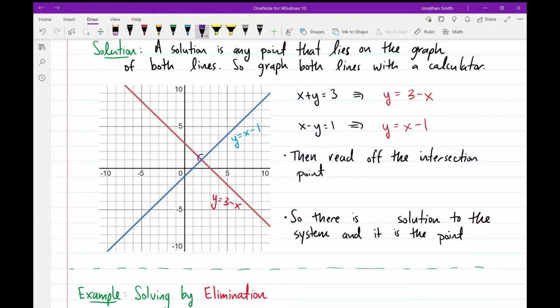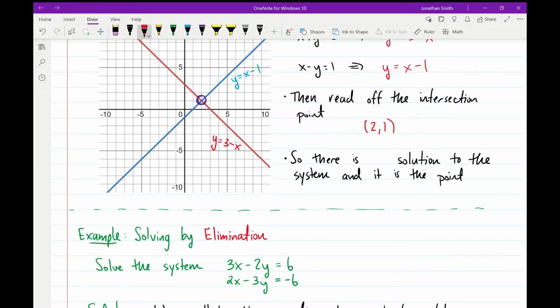So the intersection point is this point right here, and we can read off that that point is just the ordered pair 2, 1. So there is exactly one solution to this system because there's only one point at which these lines intersect, and it is the point 2, 1. So we solved our system of linear equations.